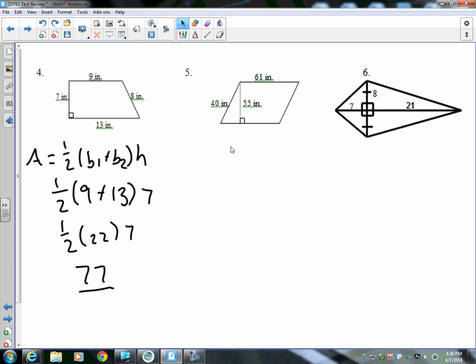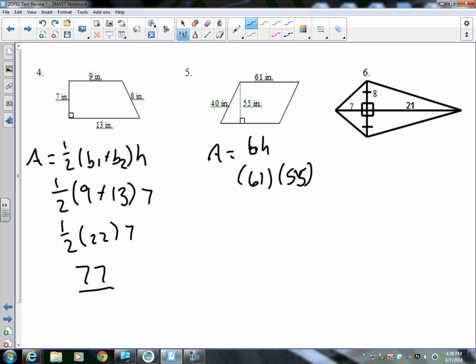Number 5. This shape is a parallelogram. Area of a parallelogram is base times height divided by 2. No, it's not. It's just base times height, excuse me. Okay, so the base in this one is 61. The height is 55. Multiply these together, 61 times 55, and we end up with 3,355. Quite a nice number. Again, just like before on number 2, this extra number 40 is completely extra. It is not necessary to find the area.